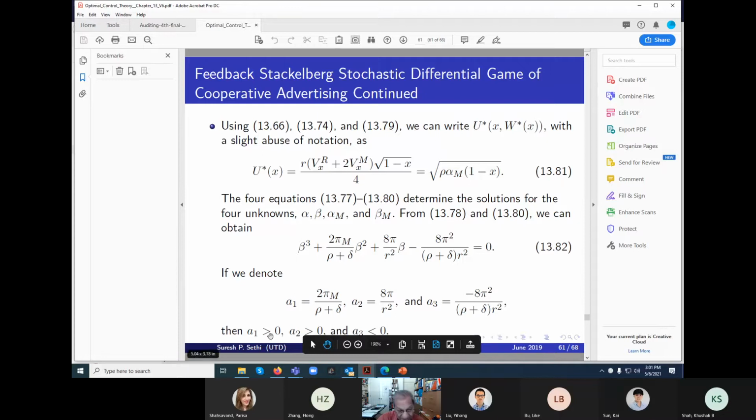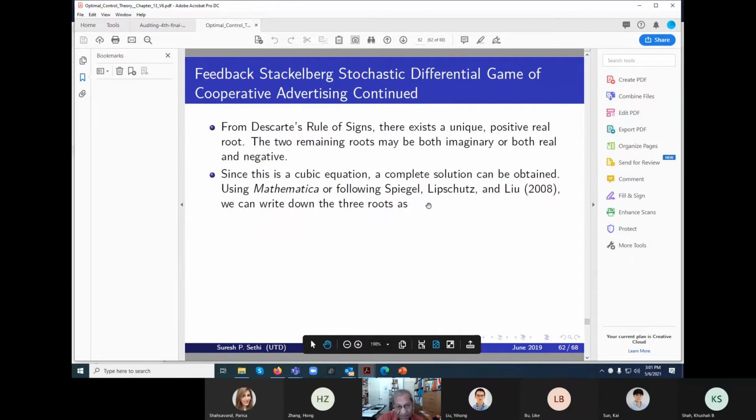And we know that A1 is bigger than 0, A2 is bigger than 0, A3 is less than 0 because there's negative. And now we can use some Descartes rule of sign, whatever, all of these things that we did in algebra course or algebraic equations, that there exists a unique positive real root. And the 2 other roots may be both imaginary or both real or negative. That means there's only one positive root. Others can be either imaginary or negative.